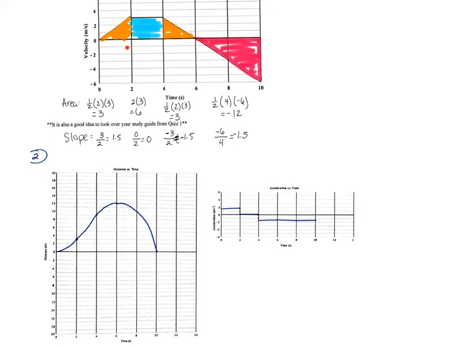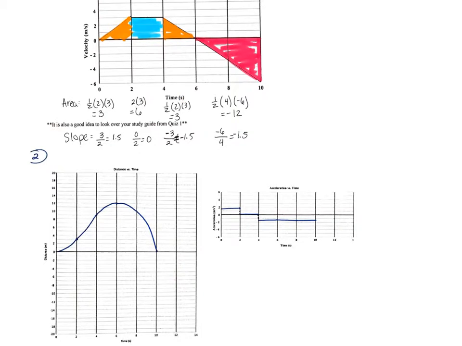I've already colored in each of the different shapes, so we've got a triangle, a square, triangle, and then one large triangle, all right? And remember, you are finding the area between your x-axis and your line, so the area down here we don't care about. For our orange triangle, you have an area of 3. For the blue box, you've got an area of 6. The other triangle is also an area of 3, so same size.